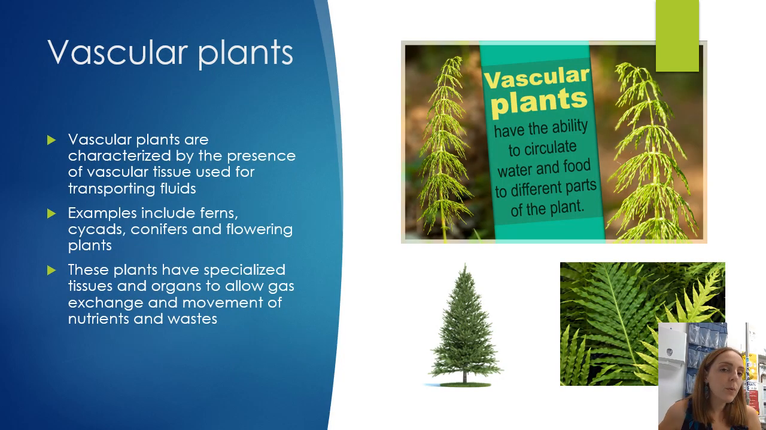All right, so when we refer to vascular plants, these are plants that have some form of vascular system, somewhat like humans where we have a circulatory system to move things around our body. Now this is most plants, so ferns, cycads, conifers, which are trees that produce cones, and flowering plants, which is most plants. Now these are called vascular because they have specialized tissues to allow gas exchange and the movement of nutrients and waste throughout the plant.